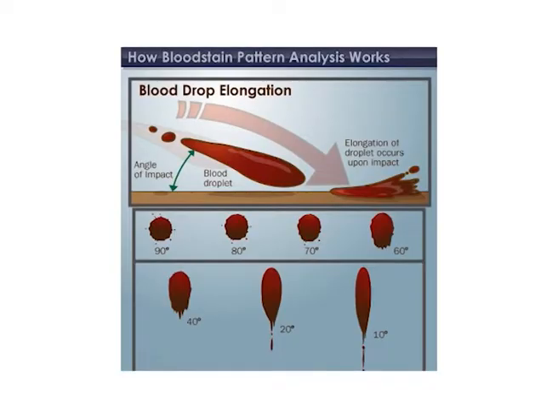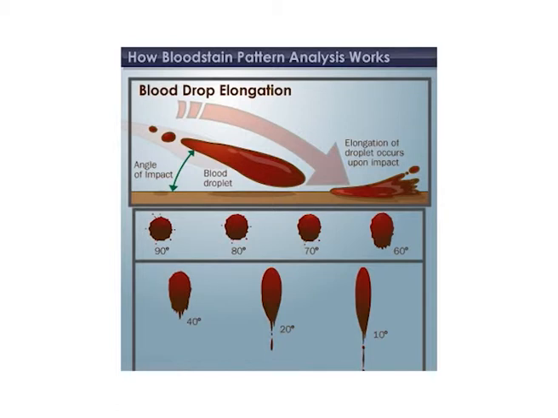of impact. SWGSTAIN defines the angle of impact to be the acute angle alpha relative to the plane of a target at which a blood drop strikes the target. The shapes of the spatter stains are affected by the angle of impact.